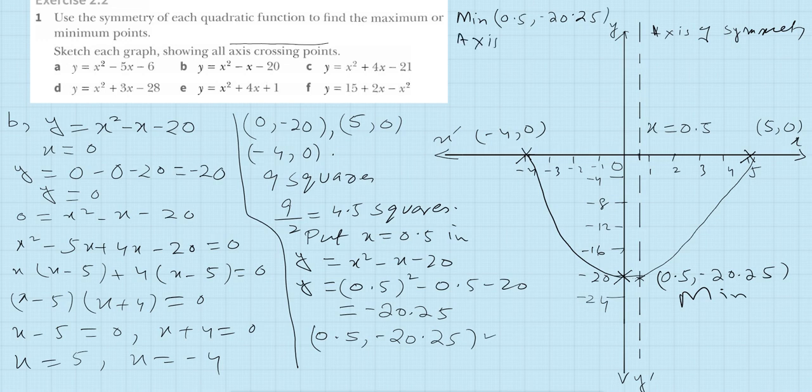and axis crossing points are 0, minus 20.5, comma 0, and minus 4, comma 0. This is our final answer. Hope you completely understand part B. Now we are moving towards part C.